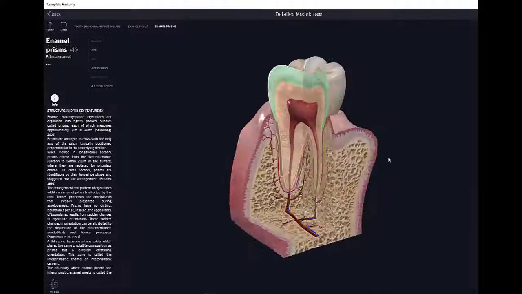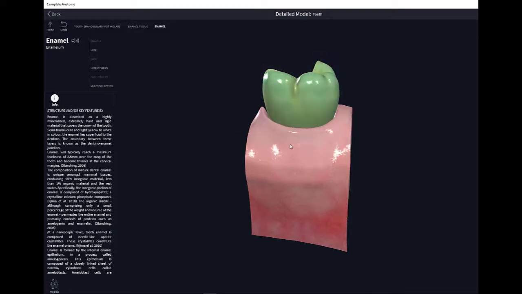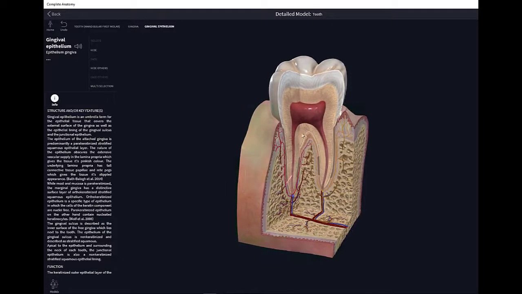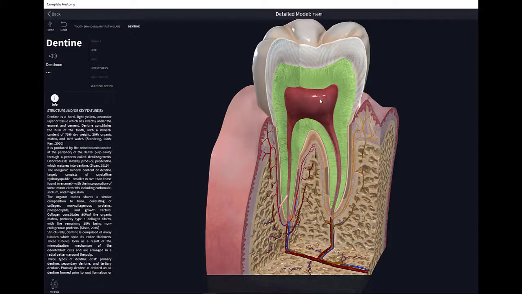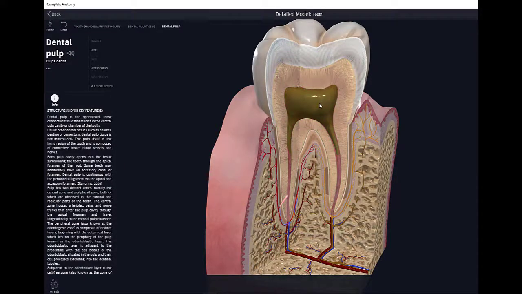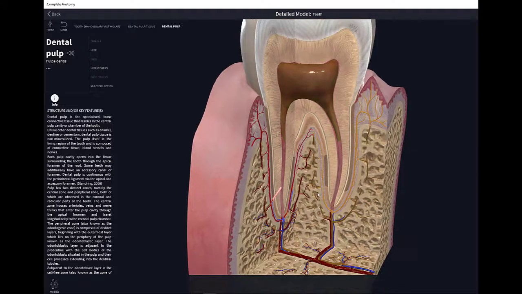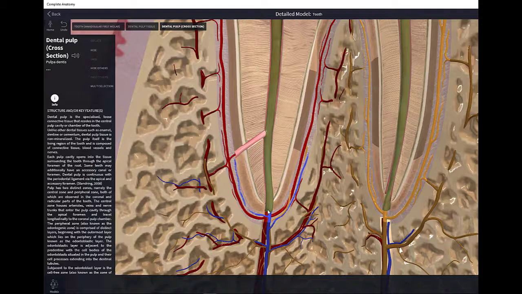So now in this more detailed model, we can see on the outside of the tooth is the enamel. Here is the gingival epithelium. Deep to the enamel is going to be your dentine, and deep to the dentine is going to be the dental pulp, or the pulp cavity. The pulp cavity will contain all of the connective tissue and the blood vessels and nerves that supply the teeth. They will supply this through the apical foramen of the tooth itself, which is this opening down here and down here.